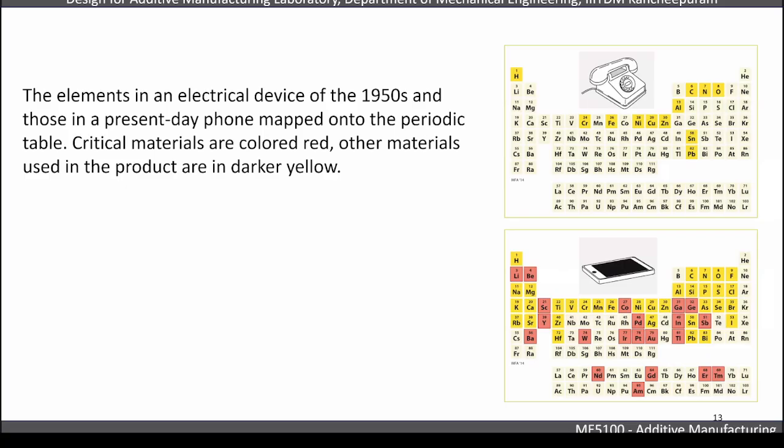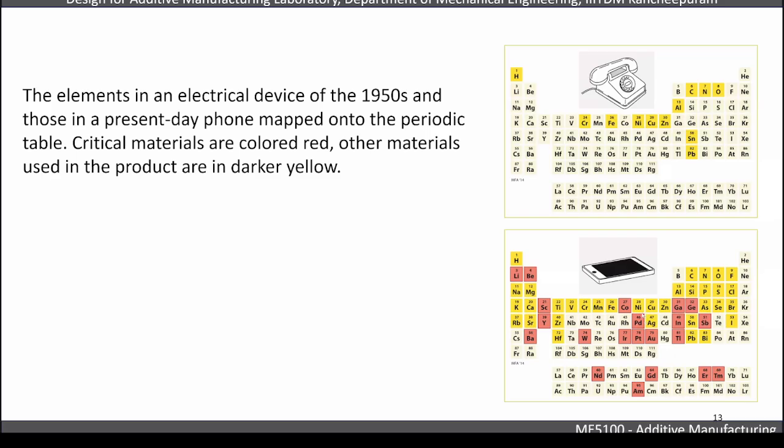Look at the telephone, right? These are some of the elements used in telephones in the 1950s. If you take a mobile phone now, you can see the amount of critical materials that we use in the phone is so huge. You can see the move from no rare earths being used in telecommunication to the amount of rare earths that we use now, right?